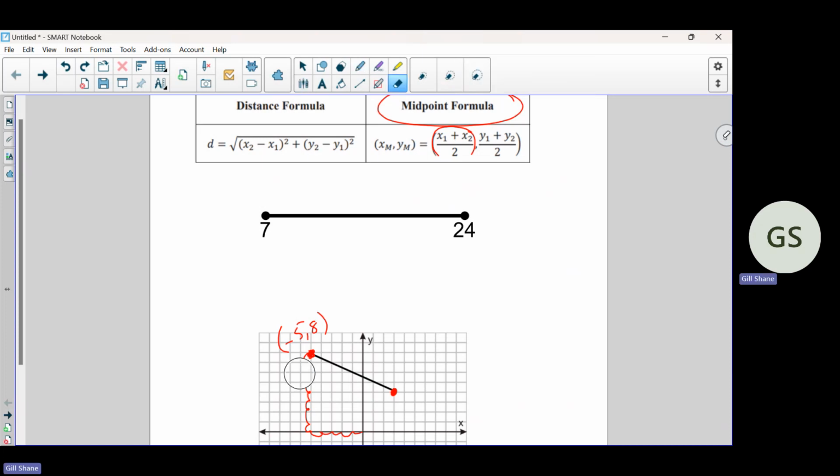Now I'll do the same thing with the other one. So left or right first. Well, this time I have to go right. 1, 2, 3, then 1, 2, 3, 4. So 3, comma 4. Always go left or right, then up or down.